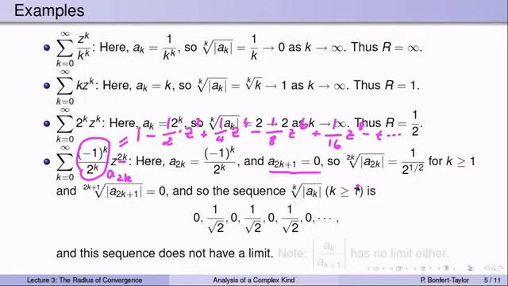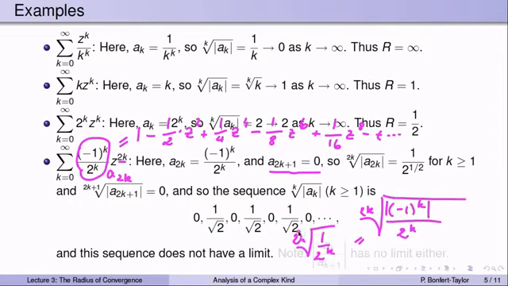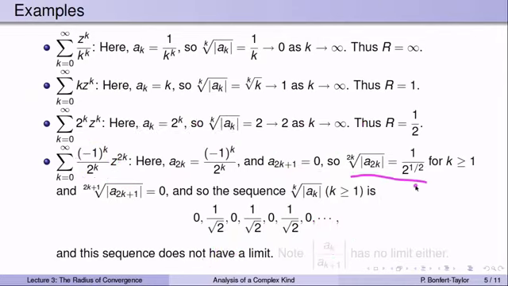So now I want to take the kth root of a_k. But that seems to depend on whether I'm taking an even coefficient or an odd coefficient. So let's look at the 2kth root of a_2k and the (2k+1)th root of a_(2k+1). The 2kth root of a_2k, so I need to take the 2kth root of the absolute value of (-1)^k over 2^k. So the numerator is just 1. So I need to take the 2kth root of 1 over 2^k. So that equals 1 over 2^(k/2k). So that's 1 over 2^(1/2). So the 2kth root of a_2k is 1 over 2^(1/2).